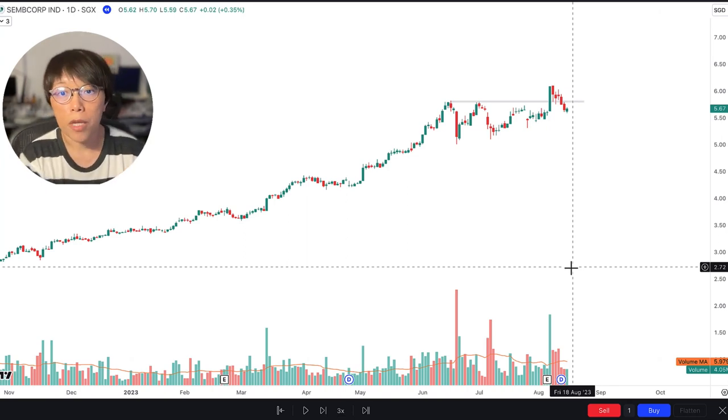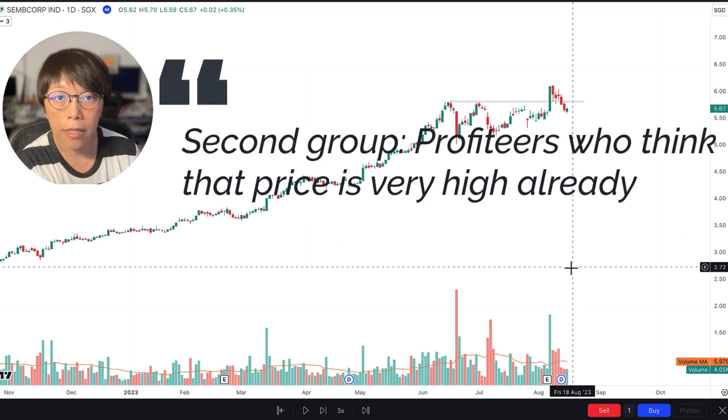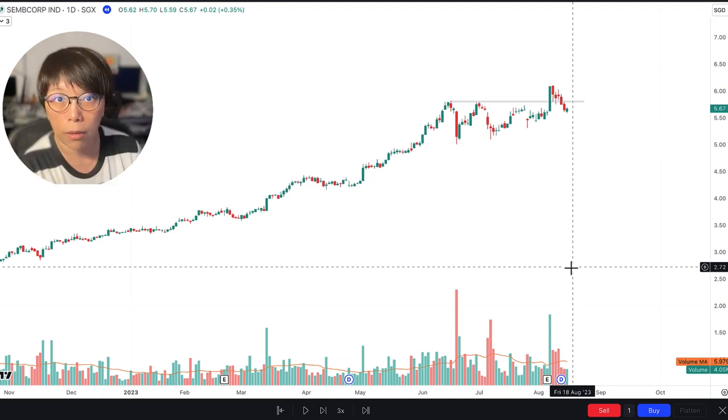Second, there will be people who think that price is very high because it moved up from 180 all the way to $6. They are going to short the market. What's the meaning of short? Short means that you don't have anything, but you can use a derivative or you can just naked sell because you think that it is very high.